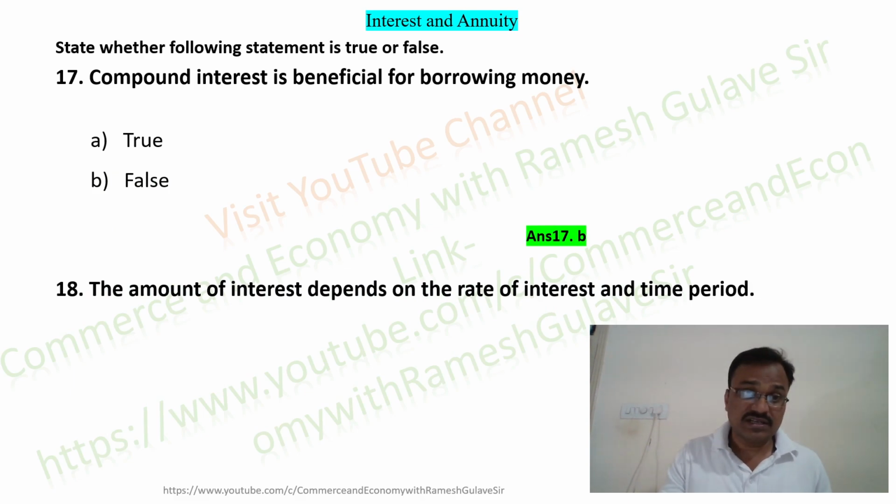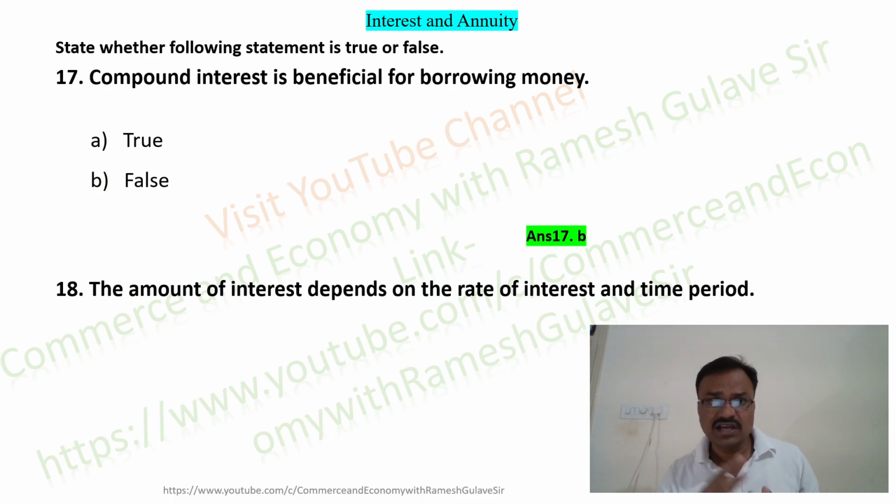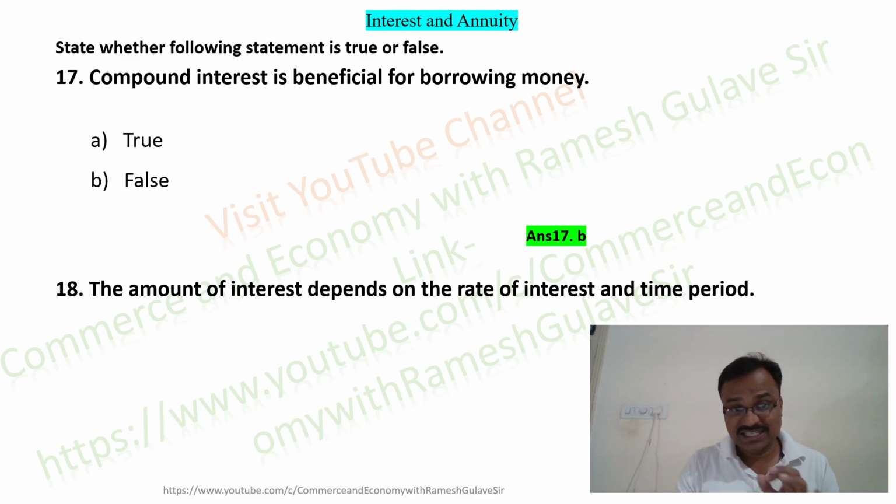And the next statement is also related to true or false. We have to state whether the statement is true or false. The statement is: the amount of interest depends on the rate of interest and time period. See, friends, the statement says the amount of interest. It means whatever amount of interest, it depends on the rate of interest, right? The amount of interest depends on rate of interest and time period, right?